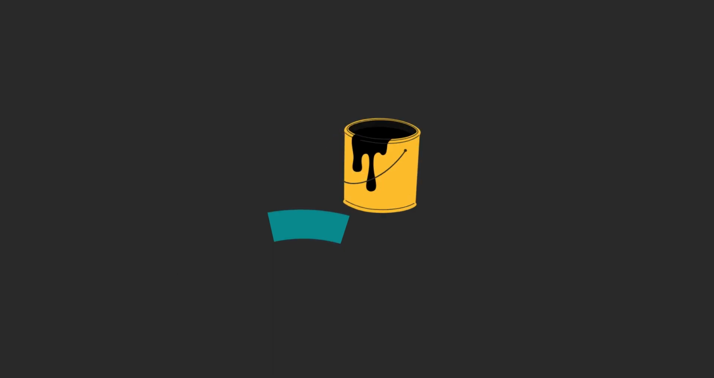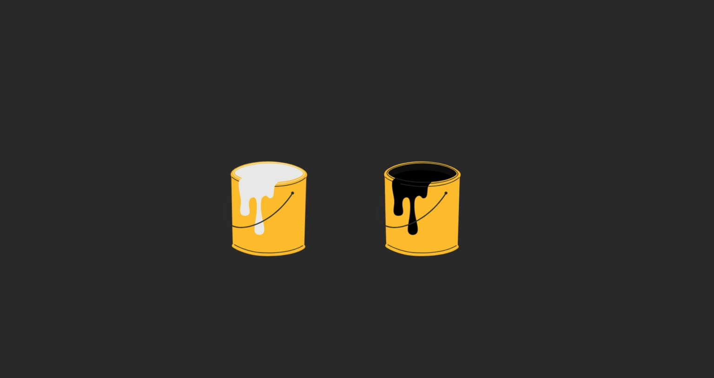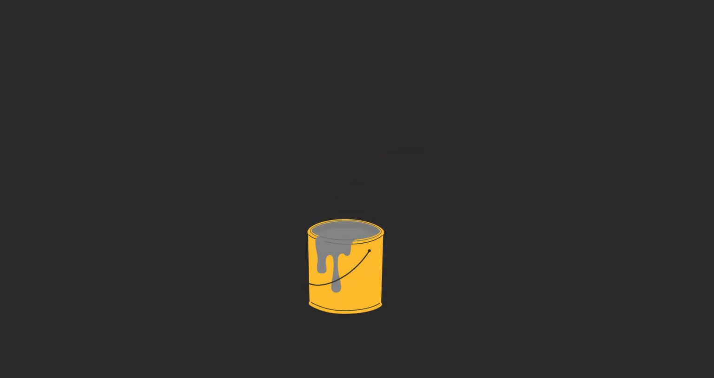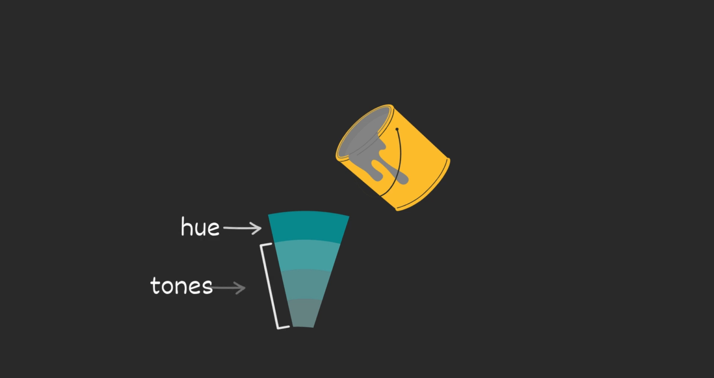When we add black to a hue, it becomes darker. Any measure of black added to a hue is referred to as shade. So what happens when we add both white and black to a hue? In other words, we're adding gray. Any measure of gray added to a hue is referred to as tone. Gray creates muted hues. It tones down a hue.